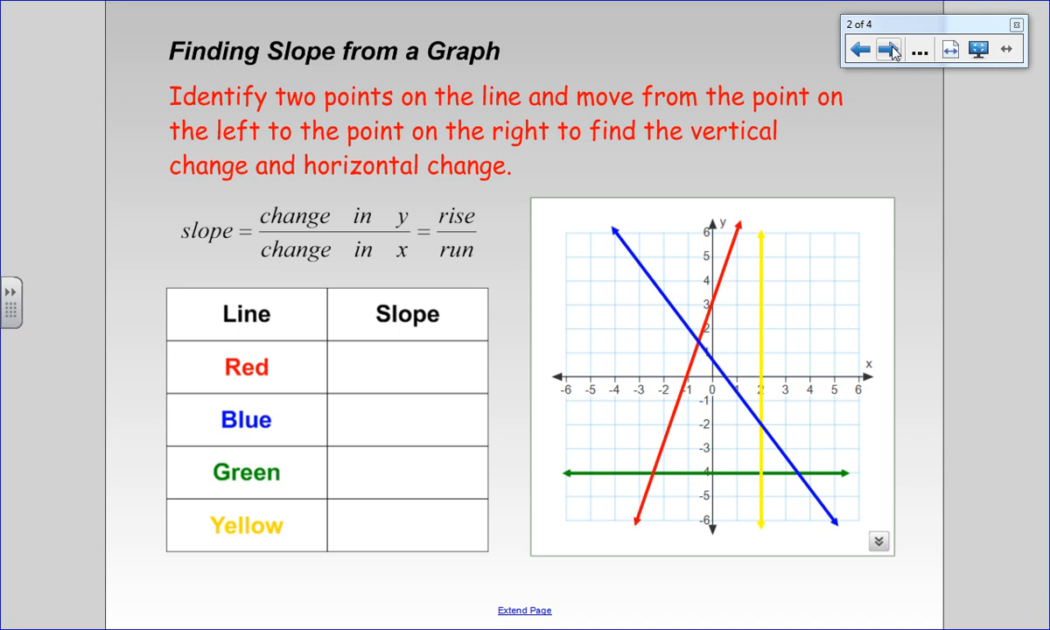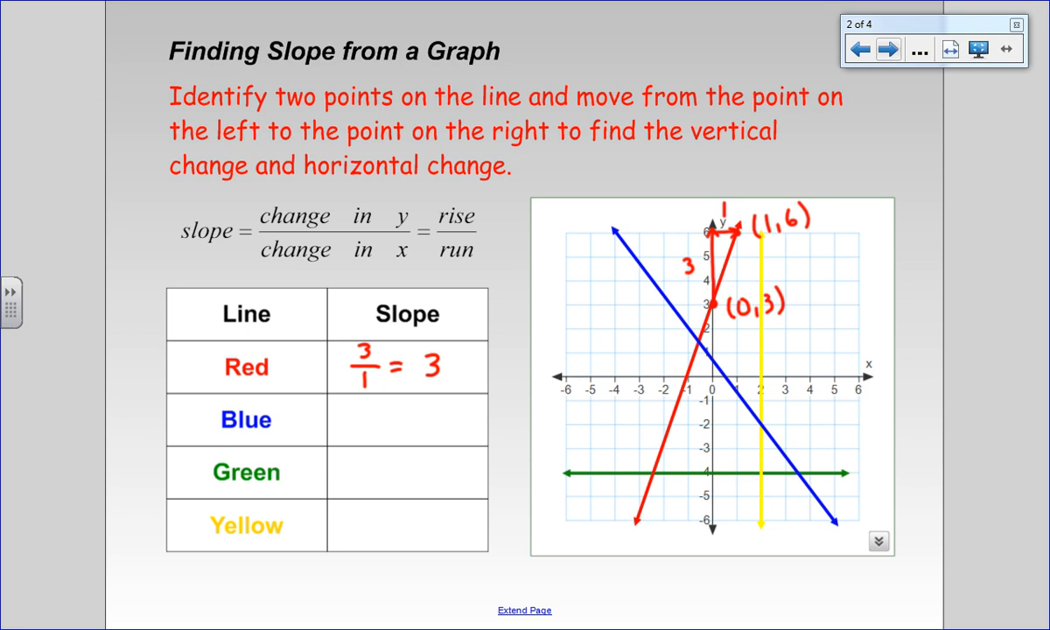First, the red line. Note that it passes through the point (0, 3), as well as the point (1, 6). To move from (0, 3) to (1, 6), we would first move vertically up along the y-axis 3 units, and then horizontally to the right along the x-axis 1 unit. So the change in y, the rise, is 3, while the change in x, the run, is 1, leading to a slope of 3 for the red line.